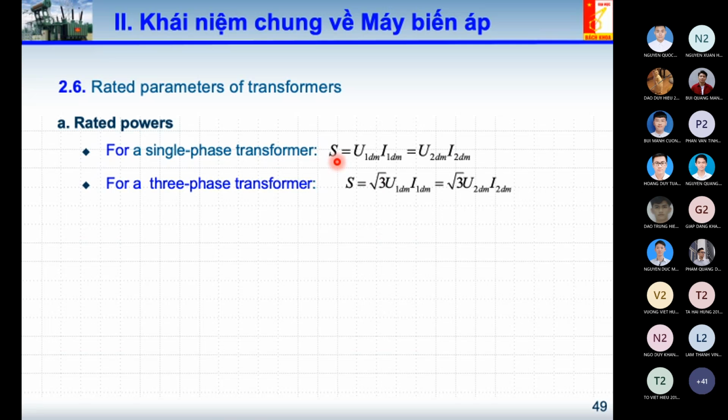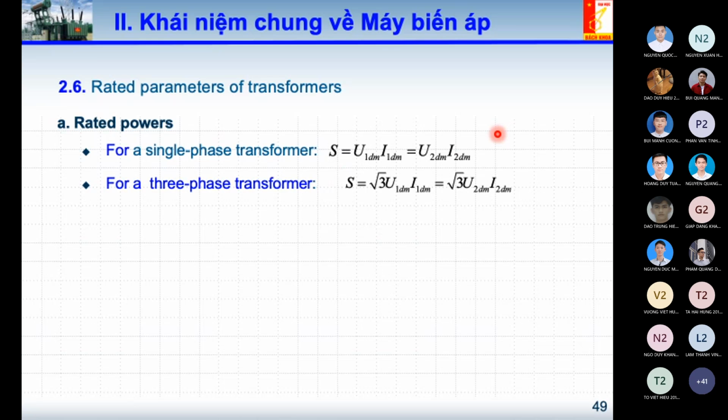Normally, for the unit of the transformer, they usually use the apparent power instead of active power or reactive power. Because the unit of this one is kVA, VA or kVA, depending on the power capacity. And for single phase, the apparent power can be defined by this expression: U1 multiplied by I1, and also U2 multiplied by I2 here.